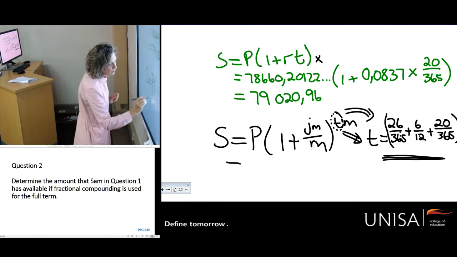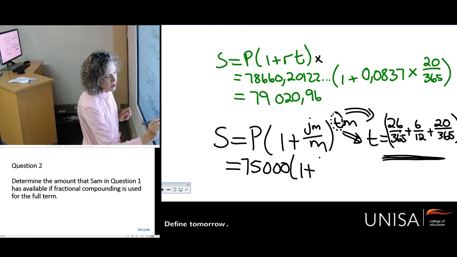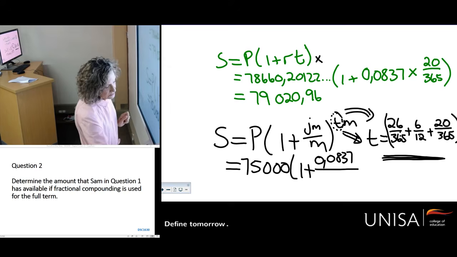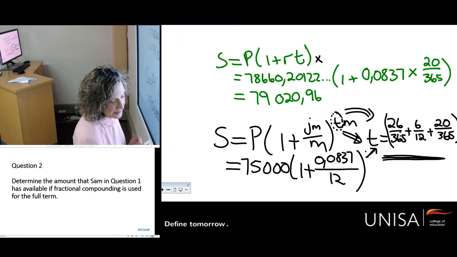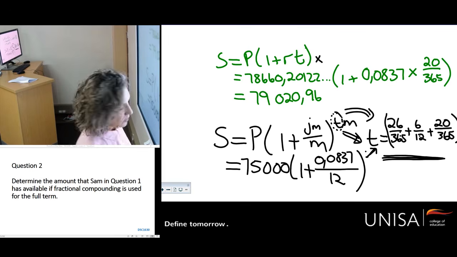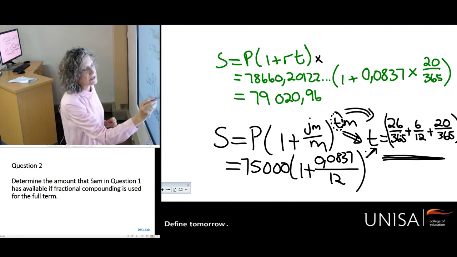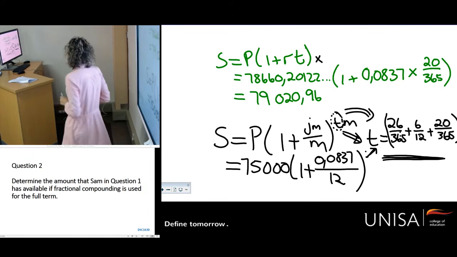Right, so if we go back to our problem, it will be 75,000, 1 plus our interest rate, 0.837, divided by our 12. Our T will be that T there, and then M will be times 12. Why this 12 and that 12? Remember our formula T times M.